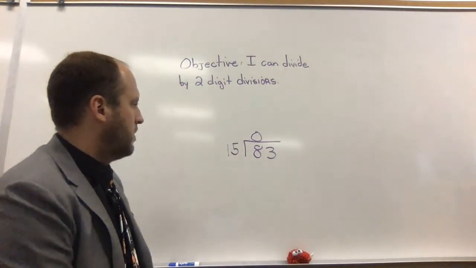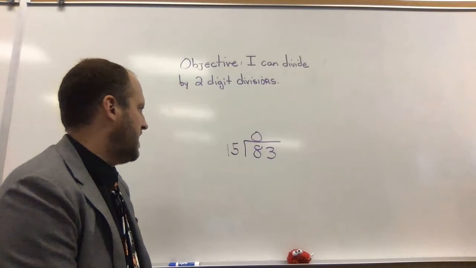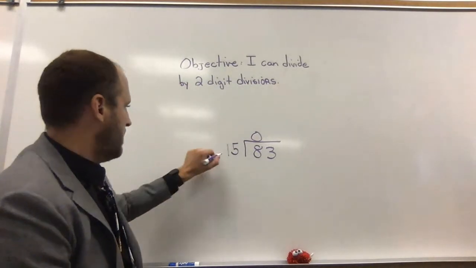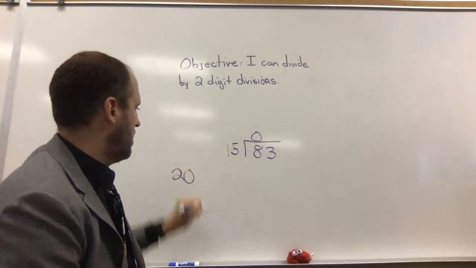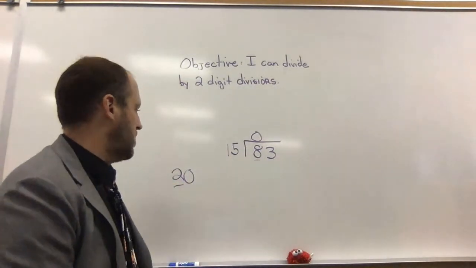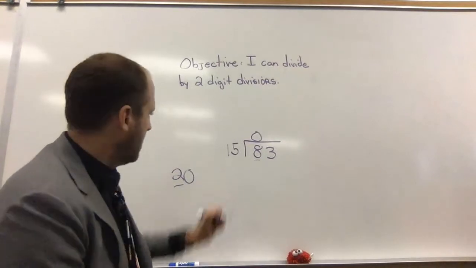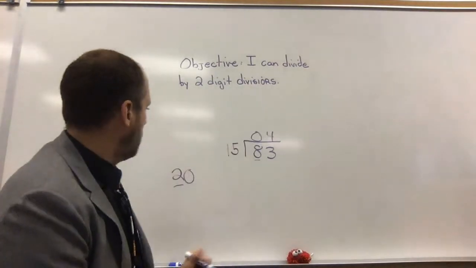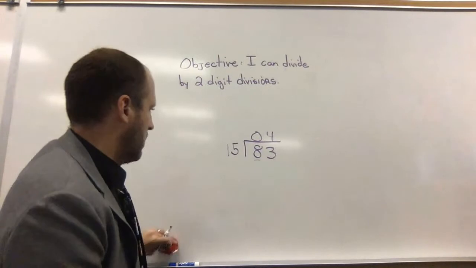Now, we have to think of groups of 15 out of 83. So I'm going to make this maybe 20, because 15 rounds higher to 20. And if I count by 2s and 4s, 2, 4, 6, 8, that's going to give me 4 here again. So based off of that, let's see how this works.